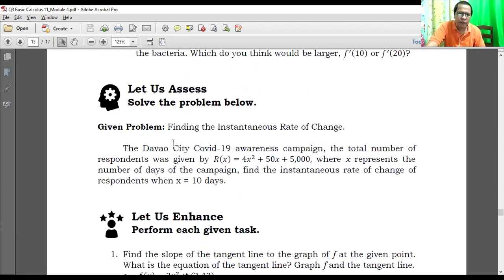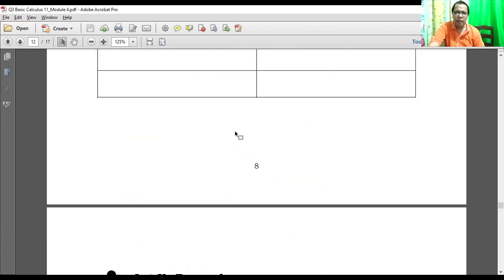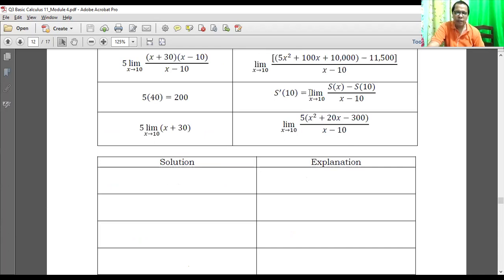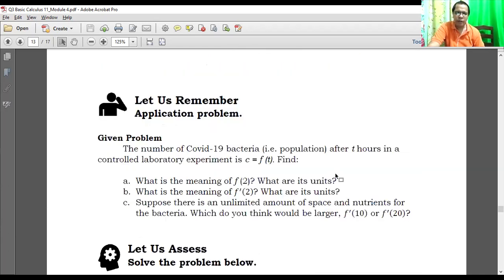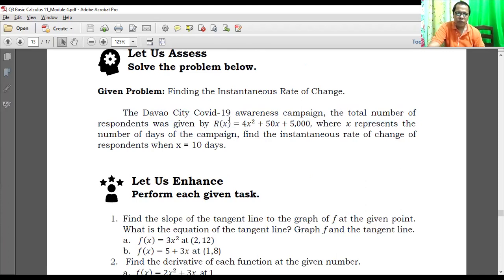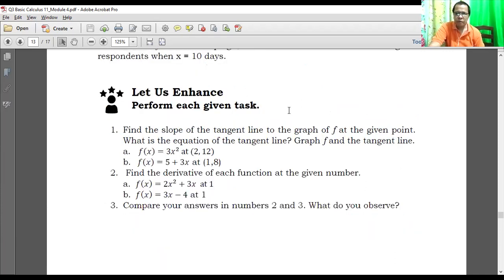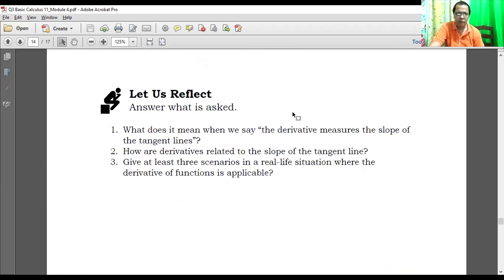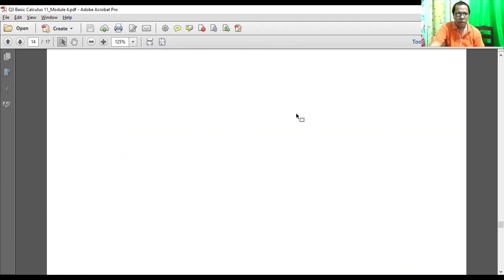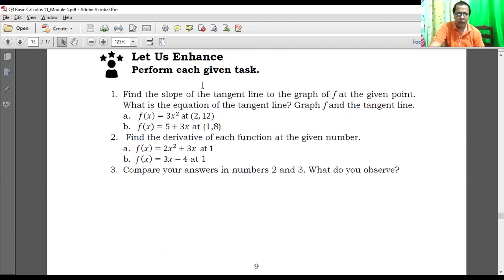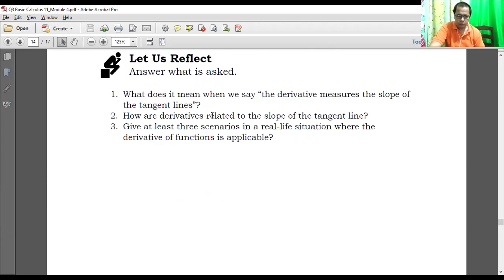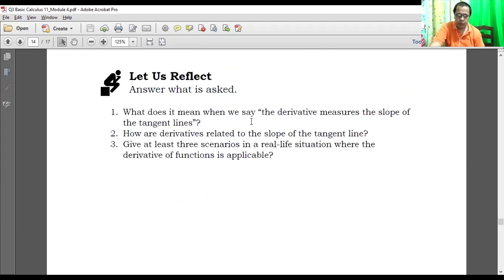Okay, Kanev, given problem, I need your answer on this one. You just follow the sample, you just follow this one para makuha ninyo ang answer ani. Okay, so this is application, instantaneous rate of change, no? Then performance task, you need also to answer this one. I need your solution as well as this one.